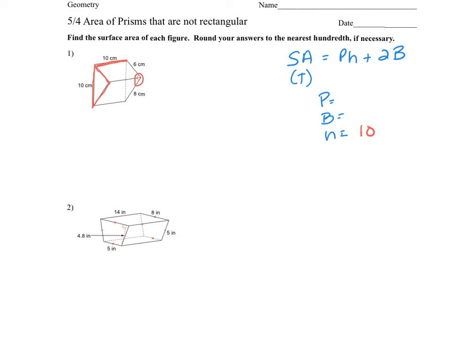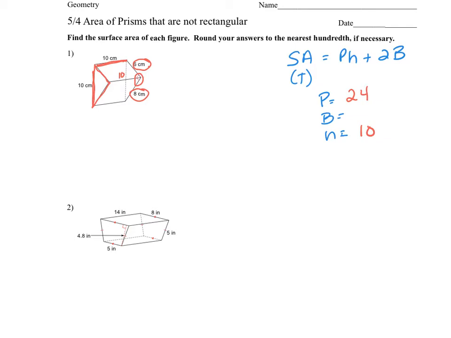Now let's look at the perimeter of the triangle. We know that that piece there is 6, and this one is 8, and we know that this one here is 10. Well, they're going to be the same. The sides of the boxes are going to be the same shape. So the perimeter is going to be 10 plus 6 plus 8, which is 24.